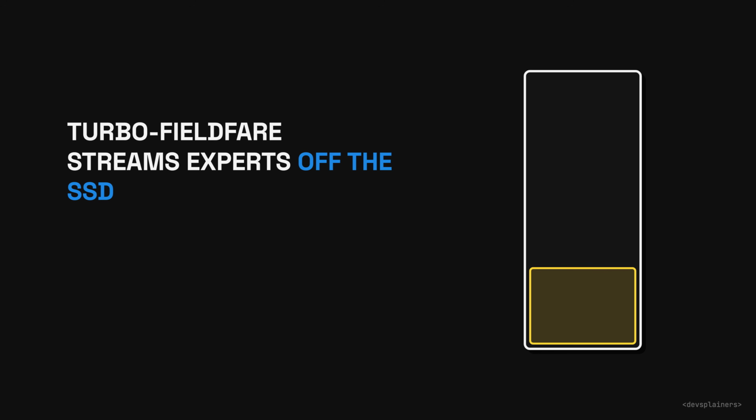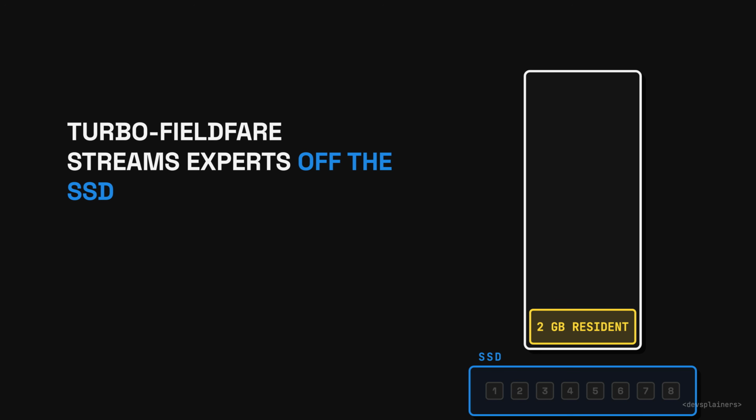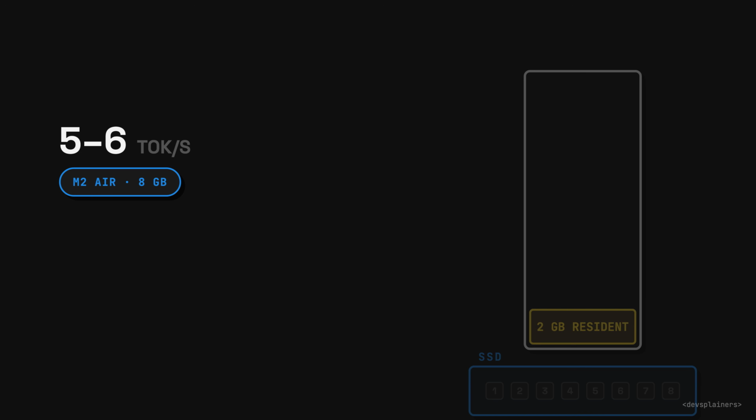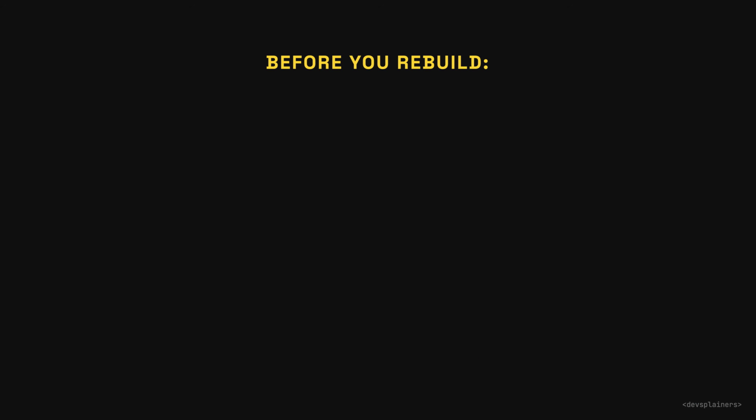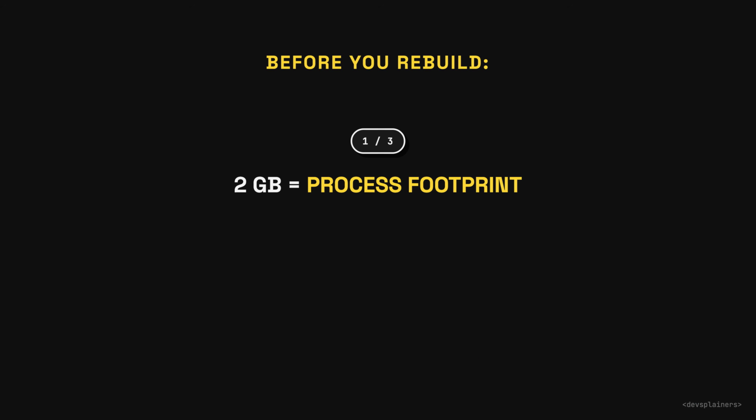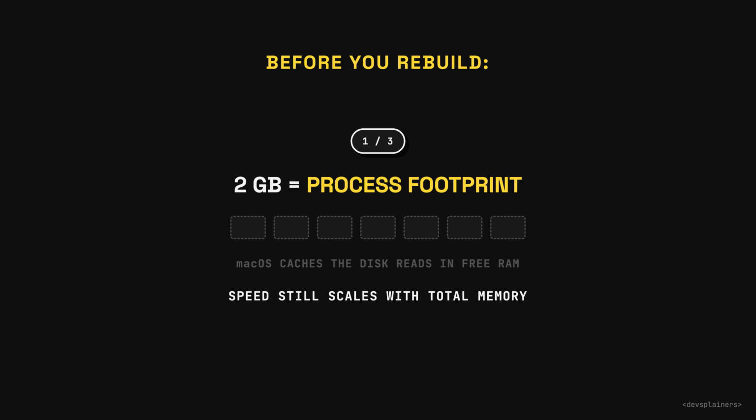Turbo-fieldfare keeps about 2 GB resident and reads the specialists each word needs straight off the SSD. The same trick Colibri pulled for chat models in an earlier video of ours. The author measured 5 to 6 tokens per second on an 8 GB M2 Air and 31 to 35 on an M5 Pro. Before you rebuild your setup around it, 2 GB is the process footprint, and macOS caches the disk reads in free RAM, so real speed still scales with total memory.